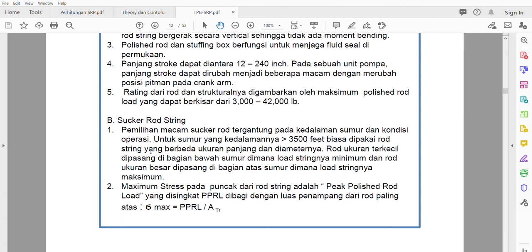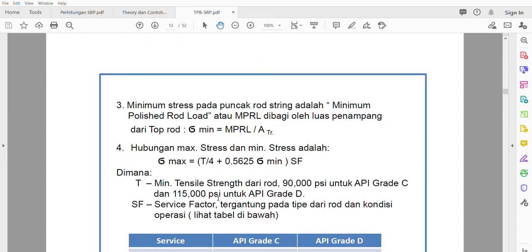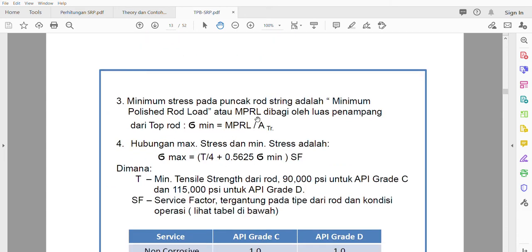So you will have two, three, or four types of rod string. The smaller one is at the bottom and the larger one at the top. And then the polished rod, just bear with me, we have a theory and an example. The maximum stress is the maximum polished rod load divided by the area of the topmost rod, which is the largest one. And then the minimum is the MPRL divided by the area of the topmost rod.